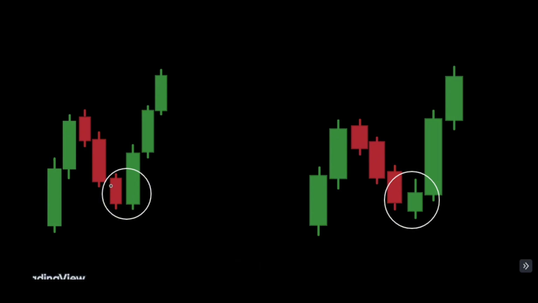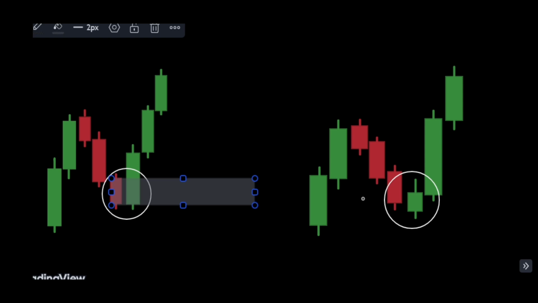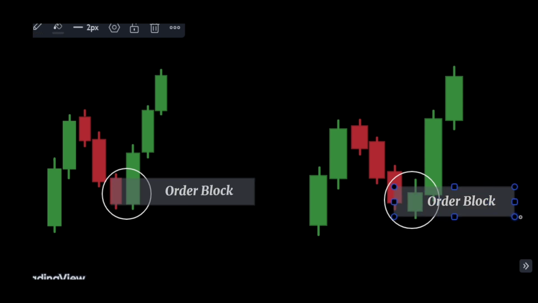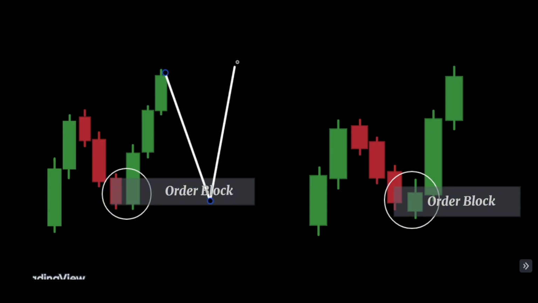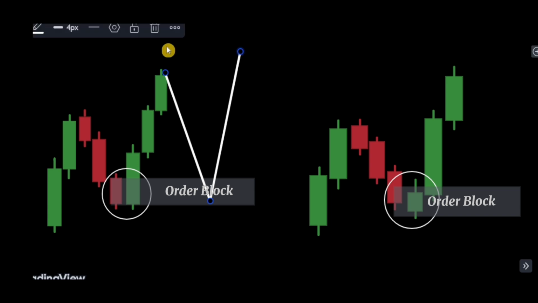What we're going to do now is go ahead and mark that order block. After marking it out, you wait for the market to actually return back to this area before you take your buys. The market has to return back to this area, then you take your buys to the upside. That's the main purpose of the order block.